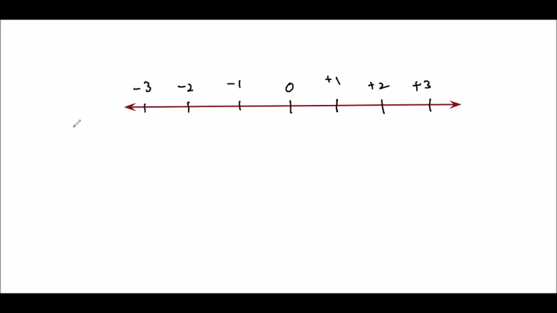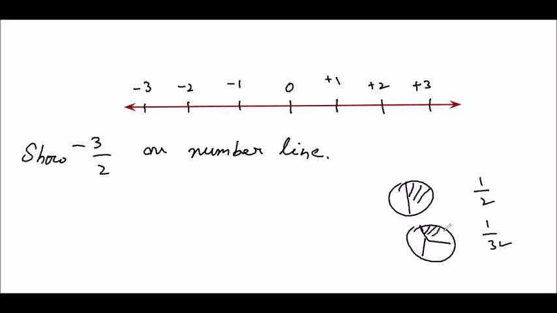Show -3/2 on the number line. The 1 out of 3. I will share only one part. If I write 2/3, it means that I have divided into 3 parts and I have 2 parts. 2 out of 3. It means 2 out of 3, 1 out of 2, 1 out of 3.